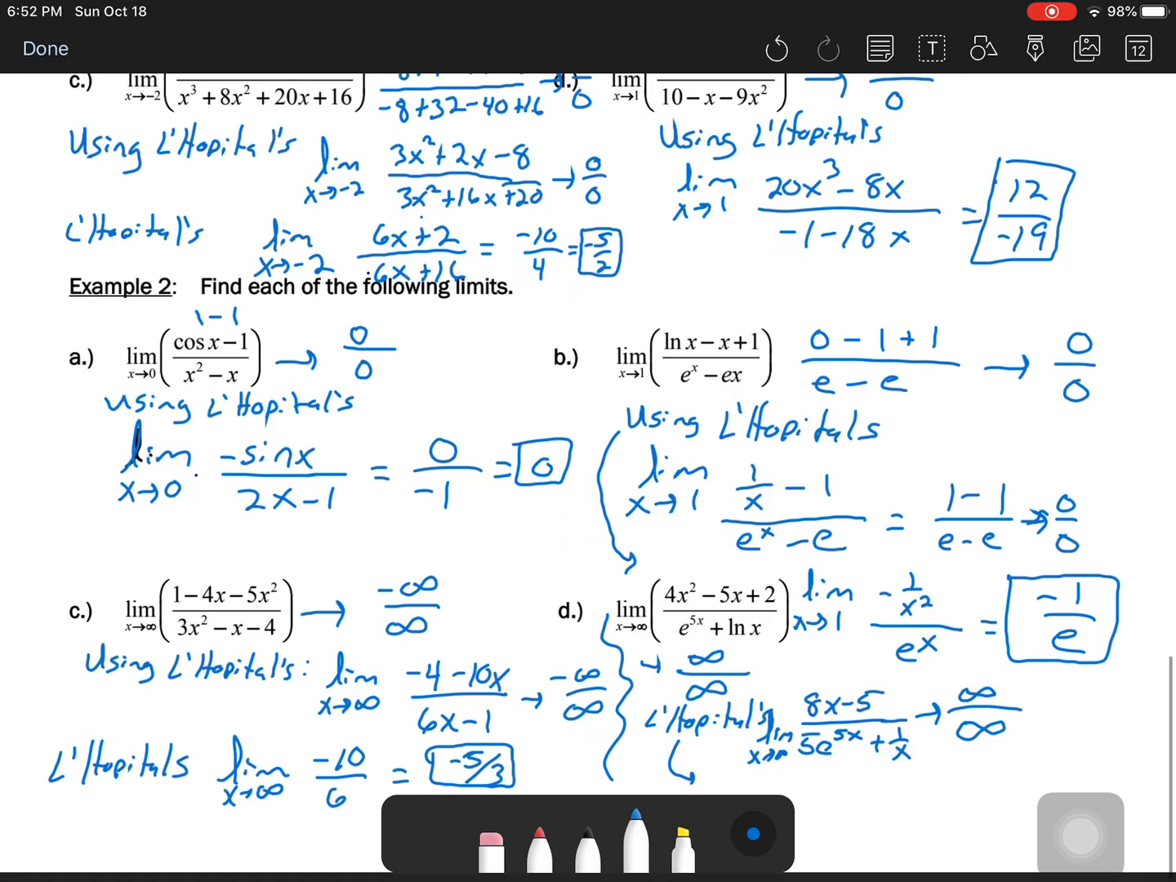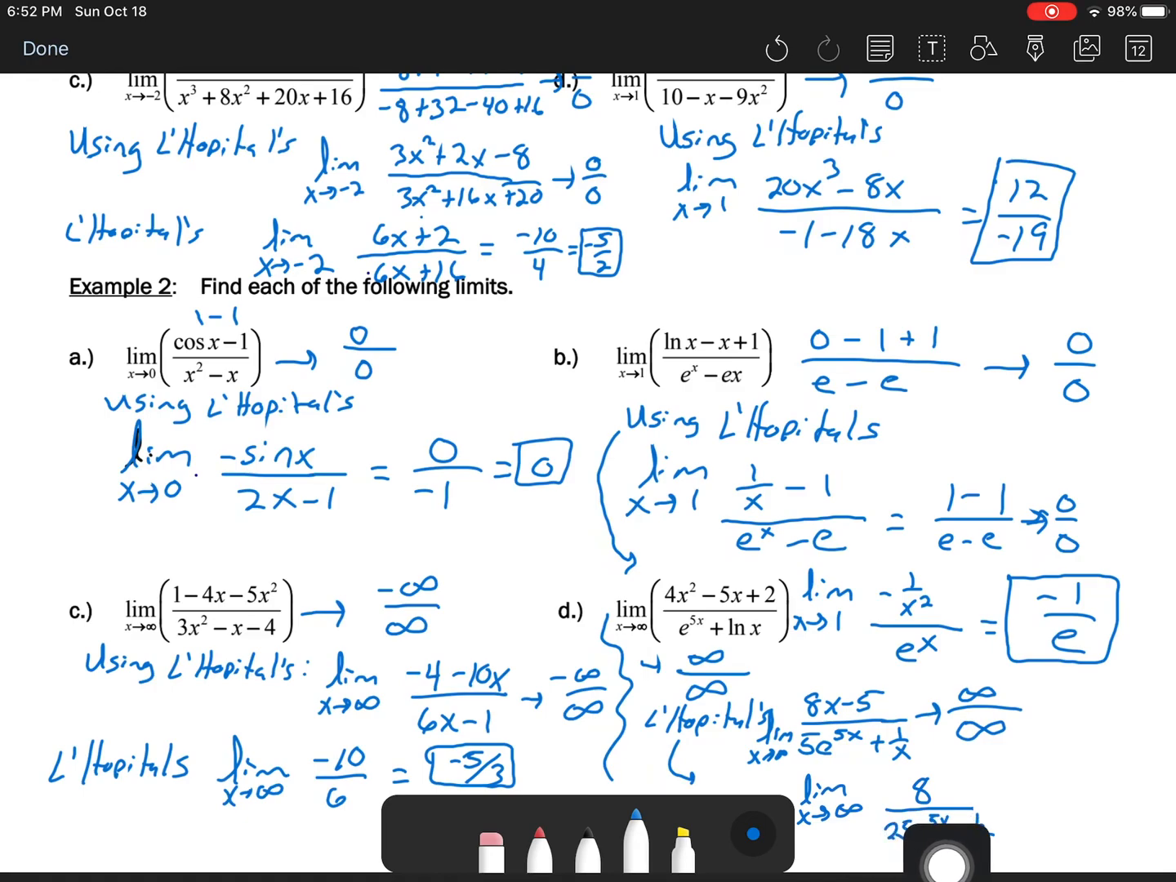All right, so L'Hopital's rule, and then we're going to have the limit as x approaches infinity. And on top, this will just change to an 8. And then on the bottom, we're going to have 25e to the 5x. And then that would be minus 1 over x squared when I do the derivative of the 1 over x. So now we're just going to have an 8 on top, right?